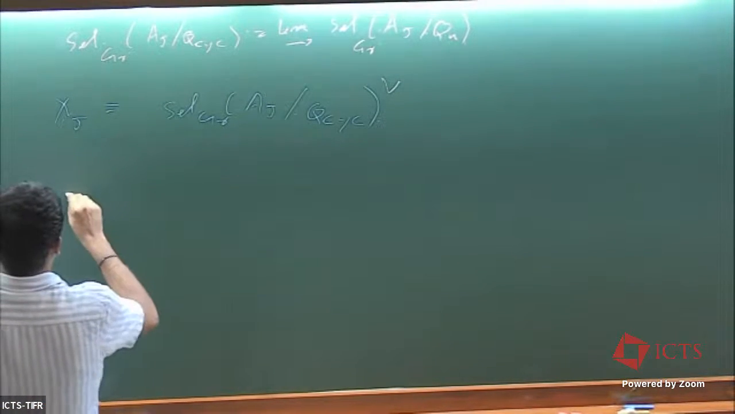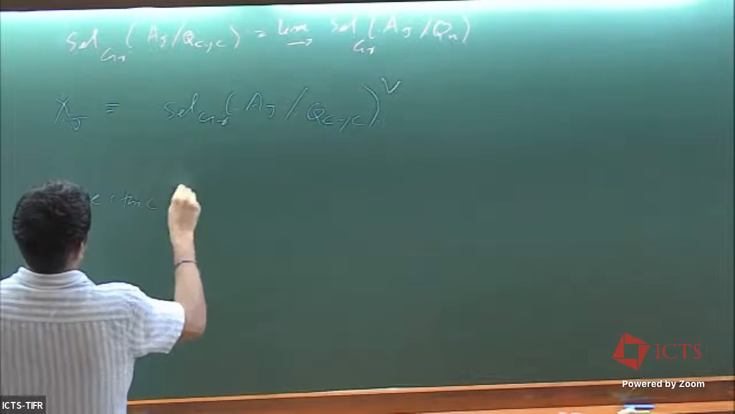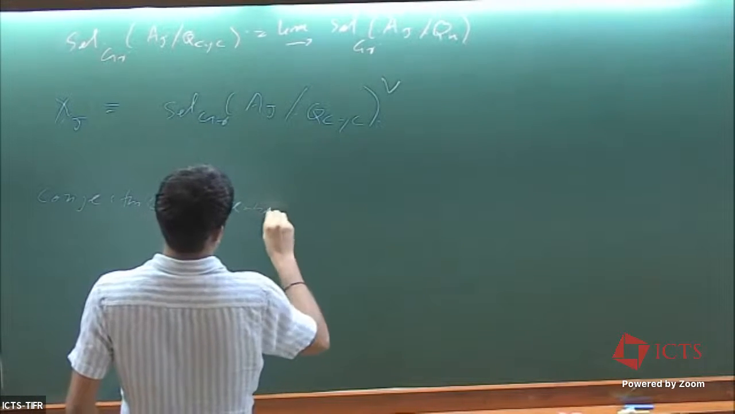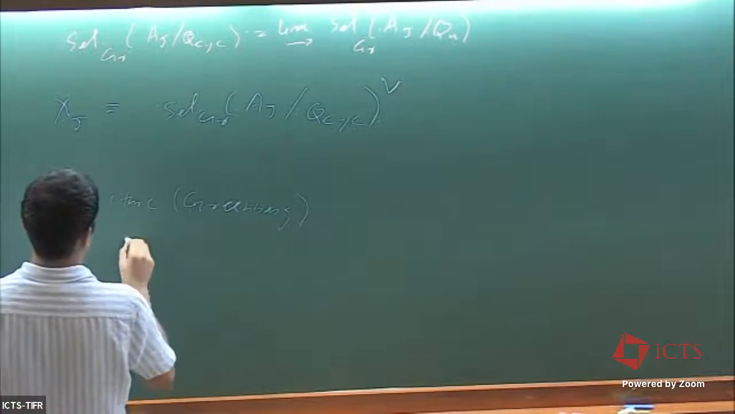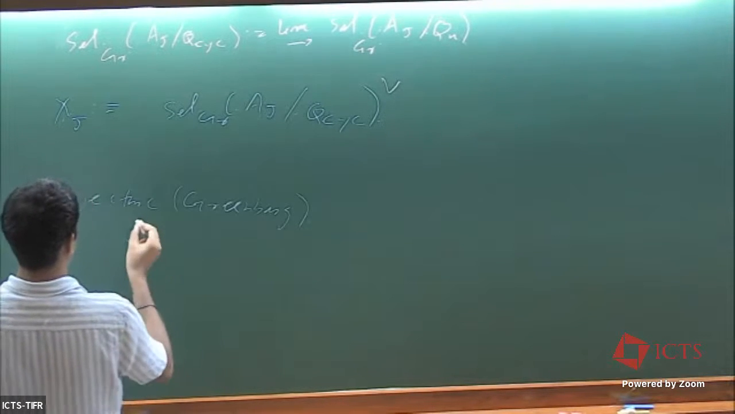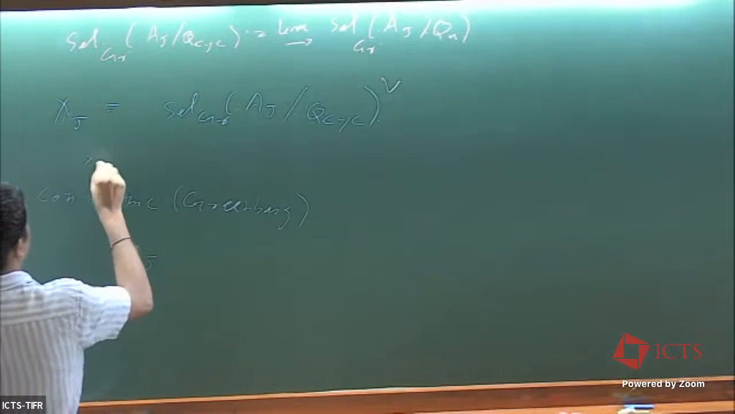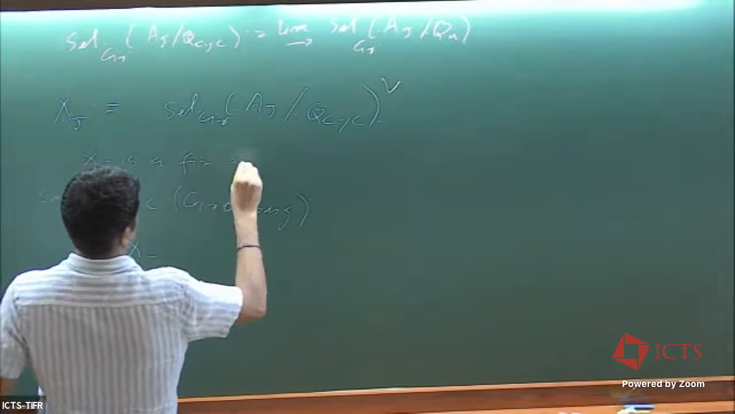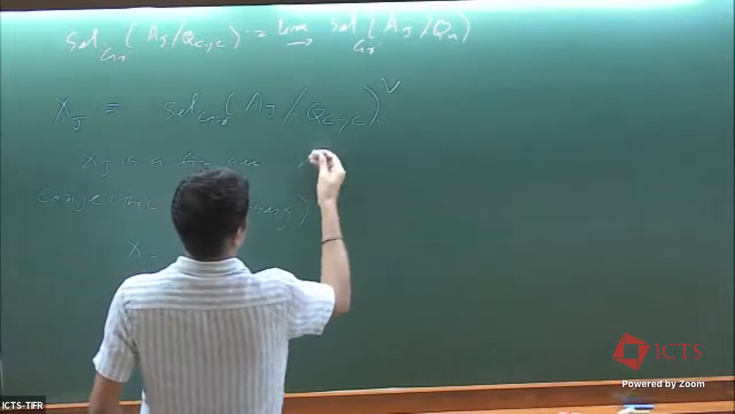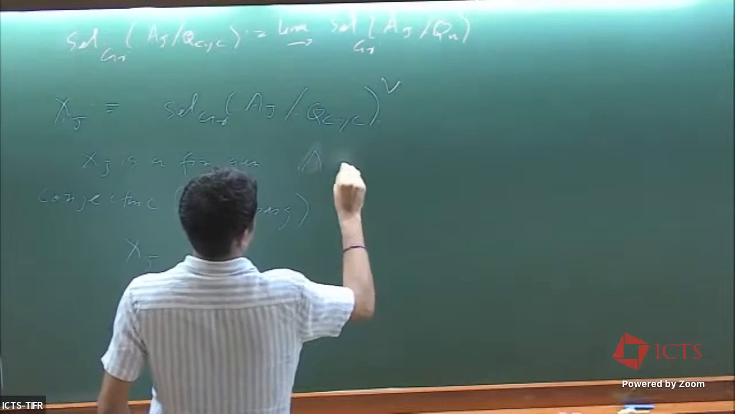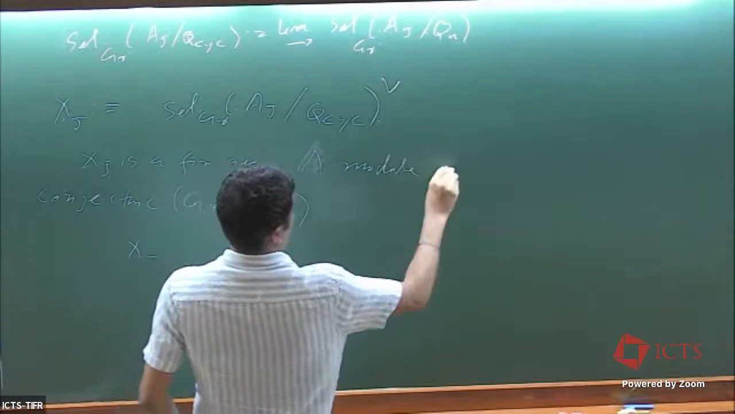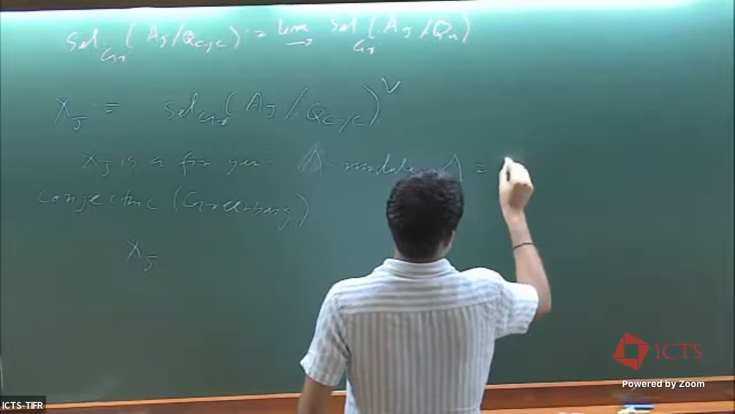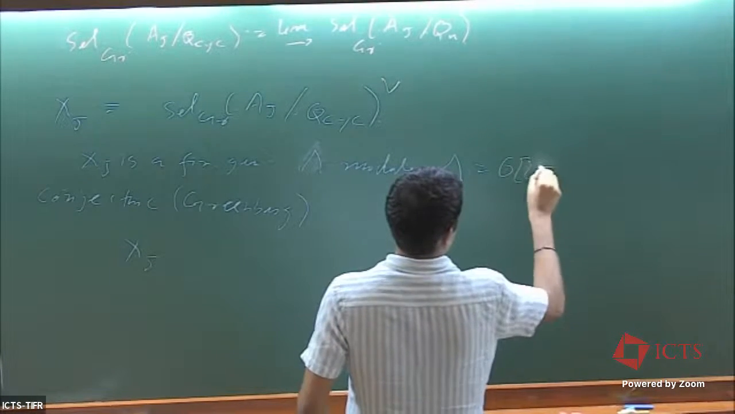So conjecture, I think in this form due to Greenberg. First of all, xj is finitely generated. Xj is a finitely generated lambda module, where lambda is the Iwasawa algebra over gamma.